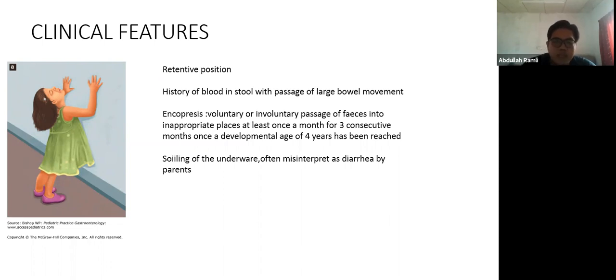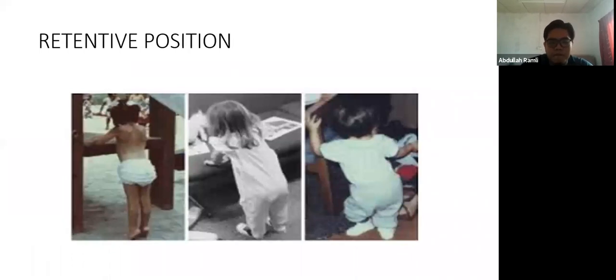What is encopresis? Encopresis is a voluntary or involuntary passage of feces into inappropriate places, at least once a month for 3 consecutive months, once the developmental age of 4 years has been reached. It means the child passes stool inappropriately. And then soiling of the underwear, often misinterpreted as diarrhea by parents. So these are the clinical features that we have to take note of that might help us in identifying functional constipation. Okay, next slide. This is a few other examples of retentive posture that I included.